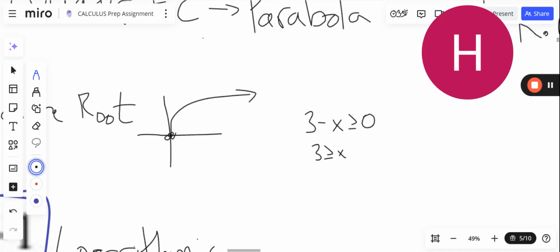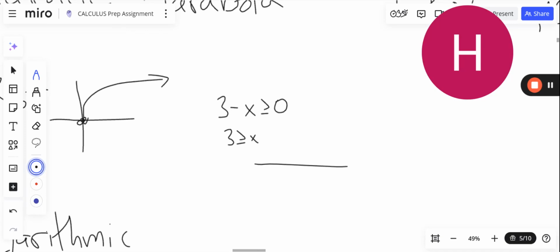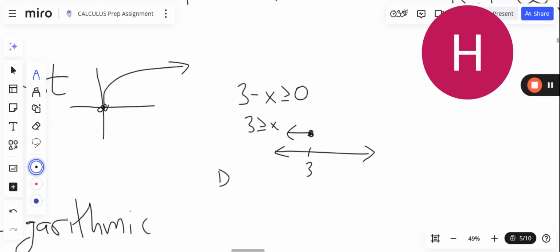So because of that, if we look at a number line, x needs to be less than or equal to 3. Here's 3. It can be equal to 3 or less. And so how are we going to write our domain? That is perfectly acceptable for our domain. Or if we want it in interval notation, we're going to say from negative infinity, comma, 3 with a bracket. Okay, it was pretty easy to sort that out.